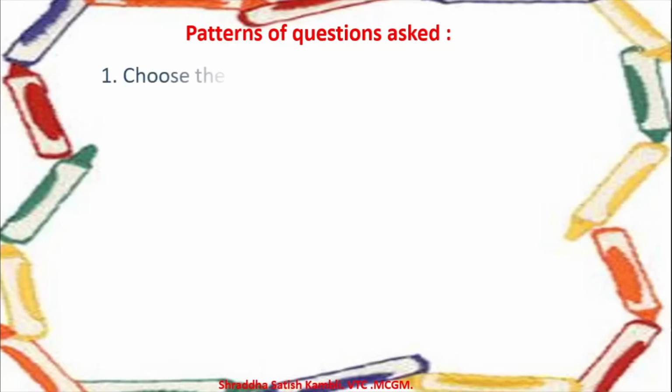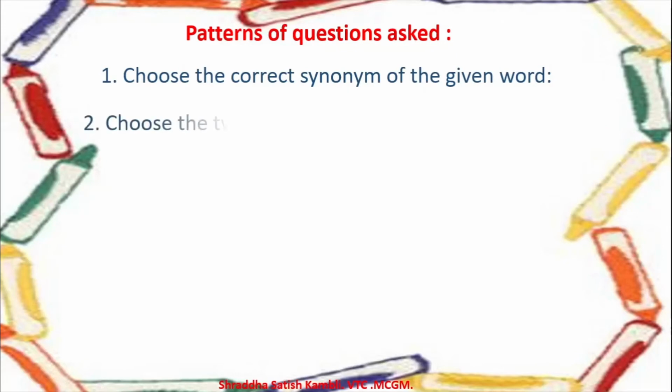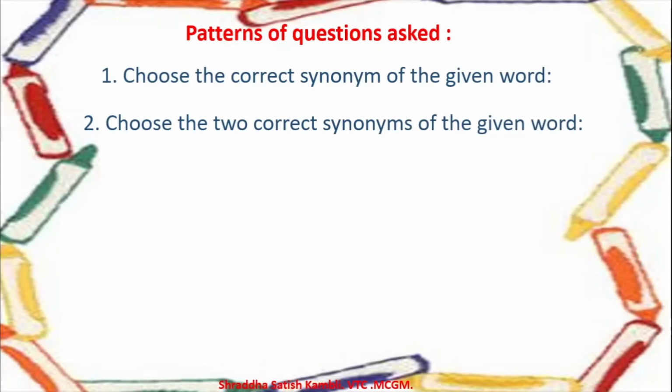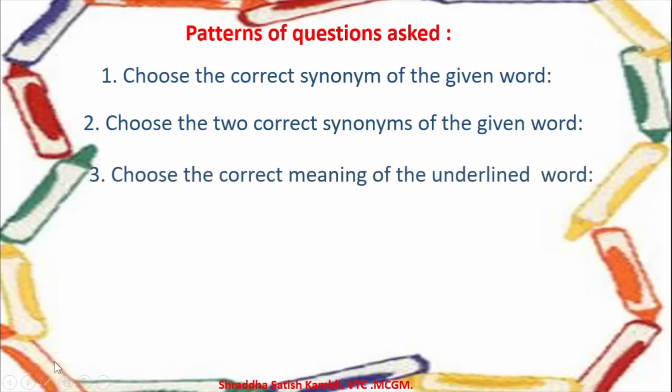Pattern number 1, choose the correct synonym of the given word. Simple. A very simple type of question. The second pattern could be choose the 2 correct synonyms of the given word. So see here, you have to choose 2 synonyms, 2 answers for one word. Pattern number 3 could be choose the correct meaning of the underlined word. So meaning and synonym, it means the same.